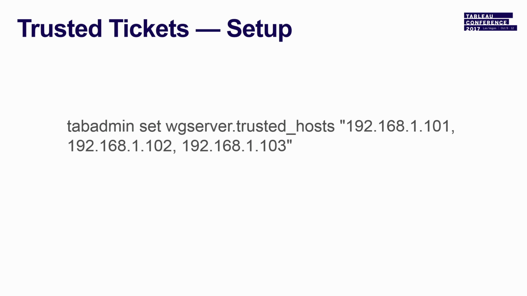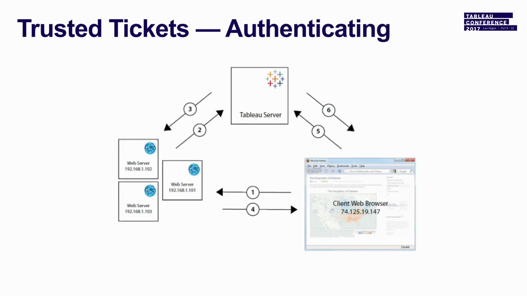Now, there's kind of two parts of getting this up and running. The first is the setup. And in this one, you're defining what are the trusted IP addresses. If a request comes from one of these IP addresses and says, I have user Becky here, then I can trust those IP addresses. Otherwise, I cannot trust that request. And the second part of using trusted authentication or trusted tickets is the process that happens every new time you want to authenticate a user to a specific viz. And that's what this is for.